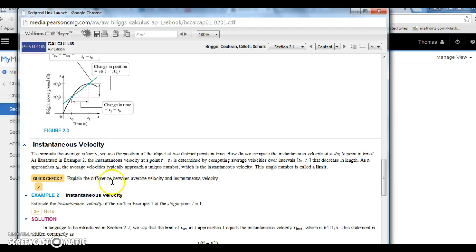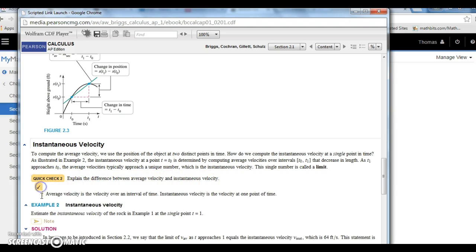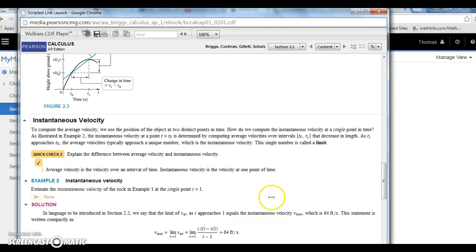Explain the difference between average velocity and instantaneous velocity. Let's check this. Average velocity is the velocity over an interval of time. Instantaneous velocity is the velocity at one point in time.